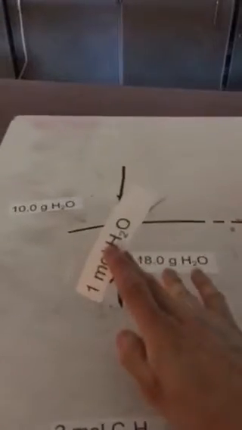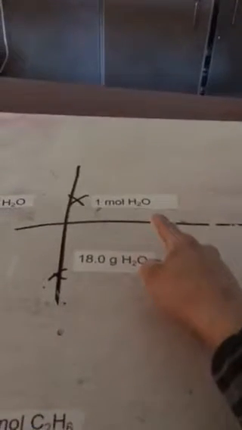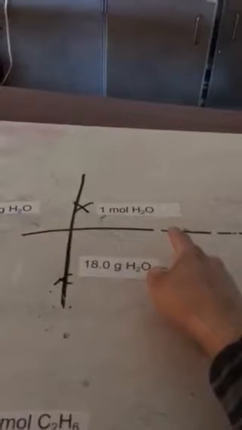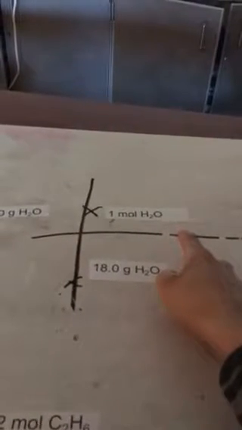Now, I'm trying to get to moles of water to then convert, right? So what I'm going to do is, I know that 18 grams of H2O is equivalent to 1 mole of water, right? So now, if I have 1 mole of H2O, I can now try to go to moles of ethane, which is what I'm looking for, right?